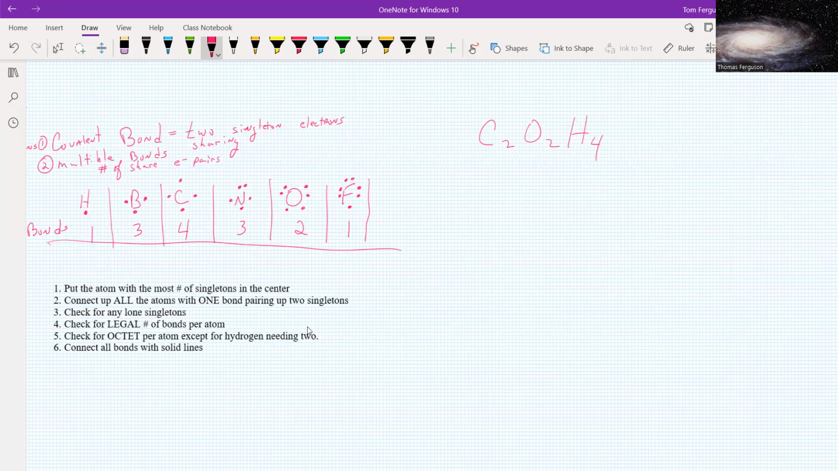It was a little messy to figure out. Thank you. So 2 bonds, 2 bonds, 4 bonds, legal. Okay. And then count octets. Yeah, 8 there, 2, 4, 6, 8, 2, 4, 6, 8, 2, 4, 6, 8, so it's legal. Now put in lines for these guys.